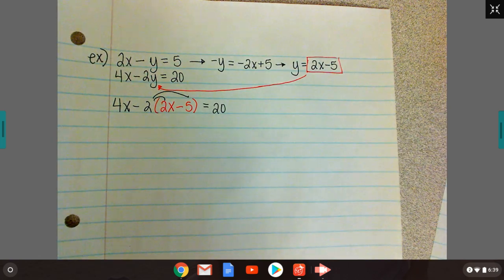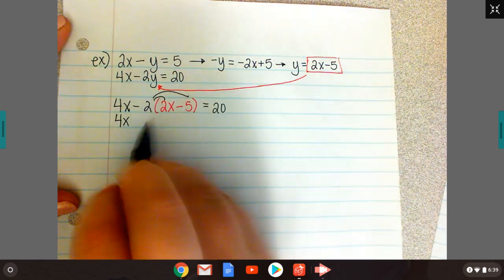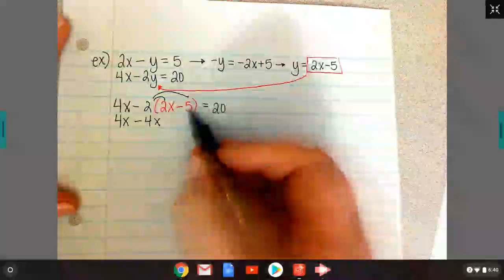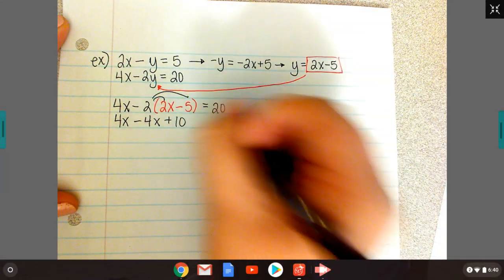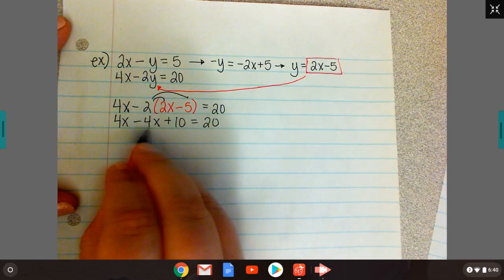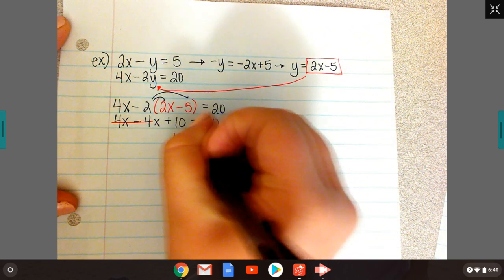We could do some distribution here with the negative 2. So I've got, drop that guy down. Negative 2 times 2x is negative 4x. Negative 2 times negative 5 is positive 10. This piece is going to cancel out, so that's gone. And I'm left with this weird situation, 10 equals 20.